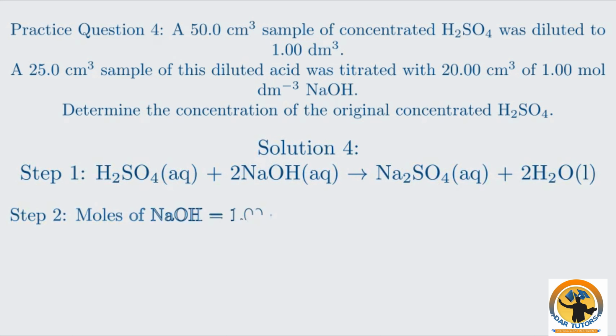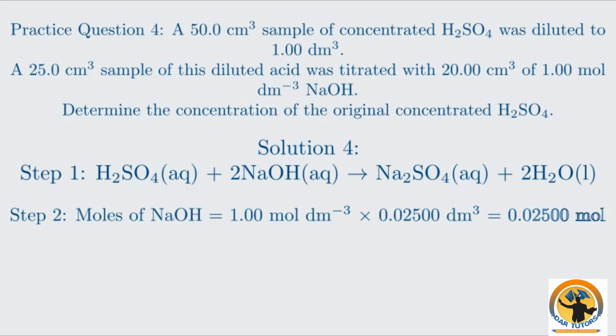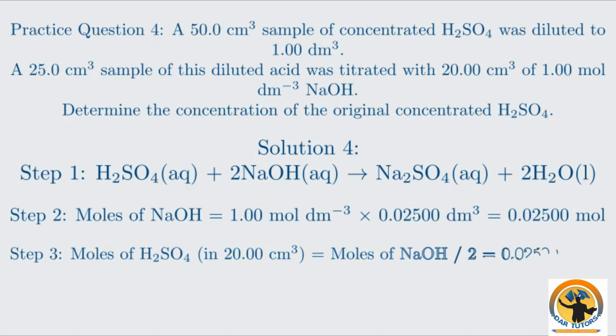1 mol/dm3 times 0.02500 dm3 is 0.02500 moles of NaOH. Step 3. We use the mole ratio from the balanced equation to find the moles of sulfuric acid in the 100 cm3 sample. The ratio is 1 to 2, so the moles of acid are 0.02500 divided by 2, which is 0.01250 moles.